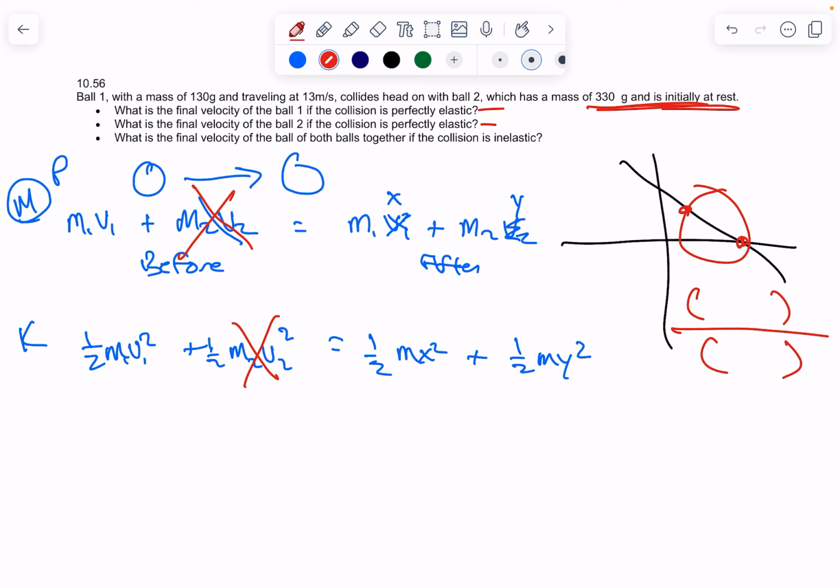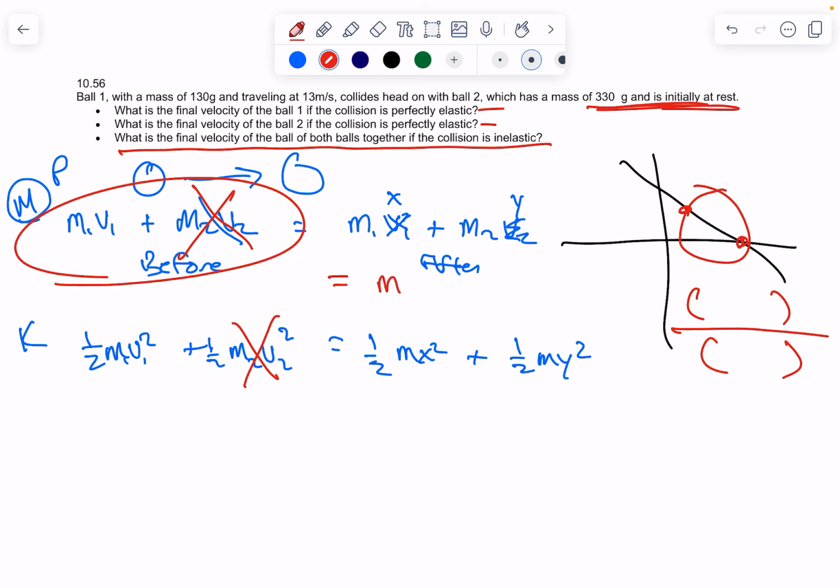And then for the second part, what's the final velocity if they're both inelastic? Then it's just conservation of momentum, and you do this thing here, and you say equal to m1 plus m2 times v final, and you're just solving for v final.